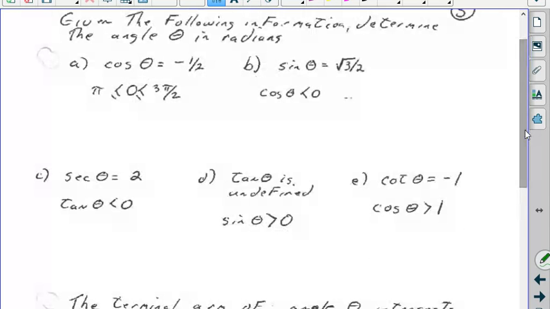Now, let's talk about solving triangles. Solving angles. Again, with these ones here, you should be able to do them without your calculator. Cosine theta is equal to -1/2. And I tell you the quadrant, between pi and 3 pi over 2. So I'm talking about something in that quadrant.